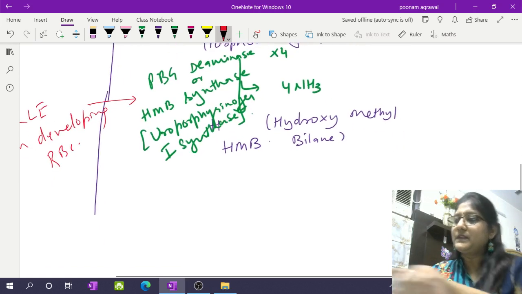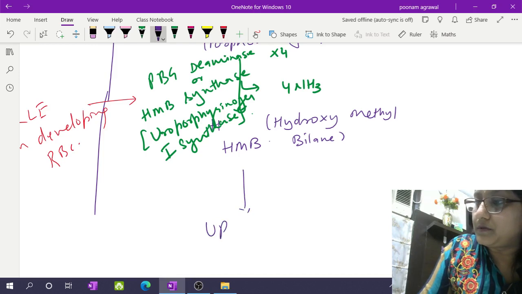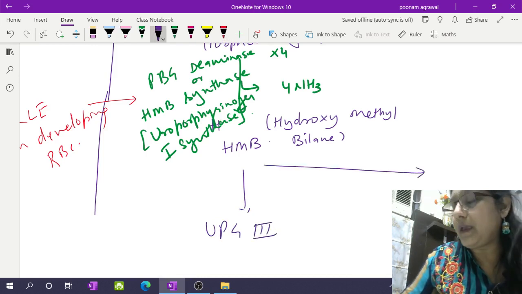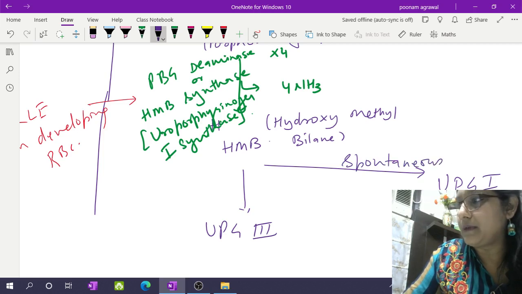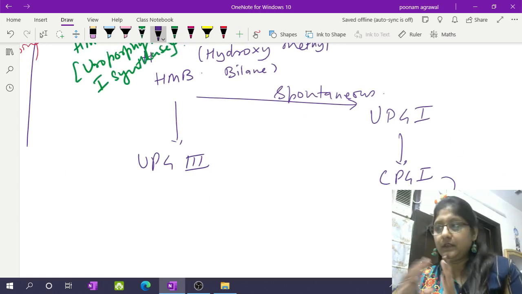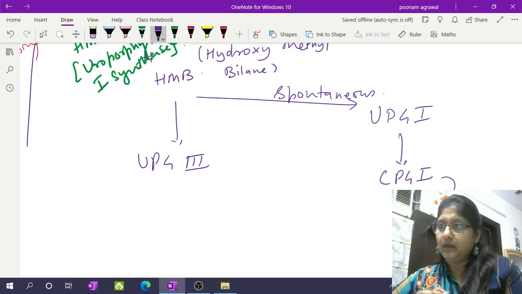Now once HMB is formed, the next step is formation of UPG3, which is a catalytic, enzymatic process. We also have conversion of HMB to UPG1, which occurs spontaneously without the need of any enzyme, and this UPG1, after getting converted to CPG1, is getting excreted from the body, and no further is getting utilized in the system.